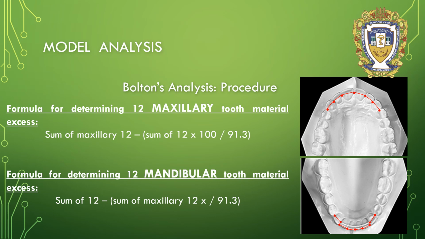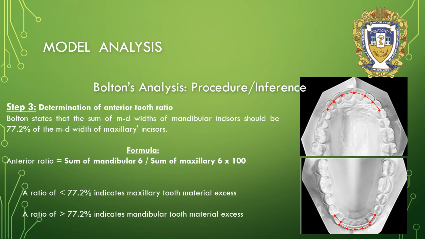There are shown formulas for determining the 12 maxillary tooth material excess and mandibular tooth material excess. The formulas are similar for upper and lower dental rows. But we can use not 12 teeth, but only the 6 frontal teeth.